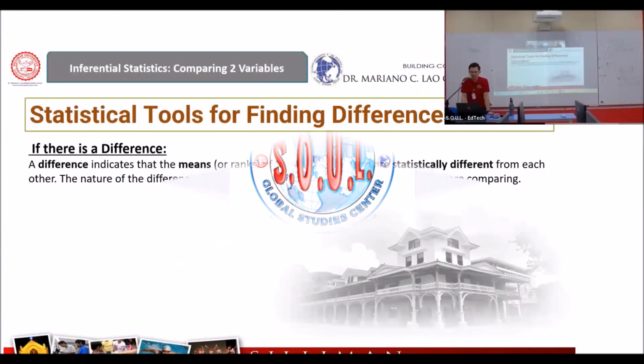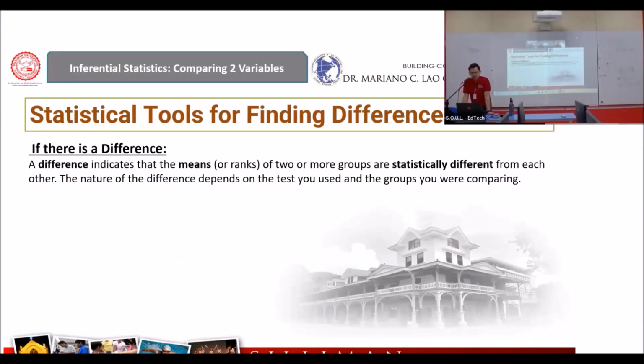For statistical tools in finding difference, a difference indicates that the mean or rank, what is a rank again? Like ordinals, no? Of two or more groups are statistically different from each other, and the nature of the difference depends on the test you use and the groups you are comparing.